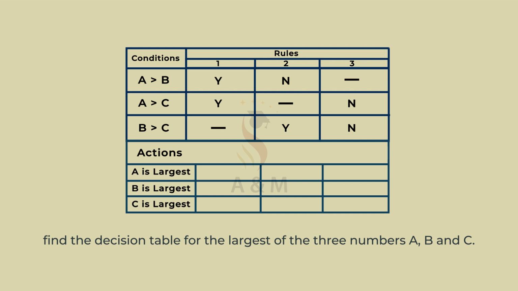That is, in rule 1, X denotes A is largest. In rule 2, B is largest. And according to rule 3, that is C is largest.